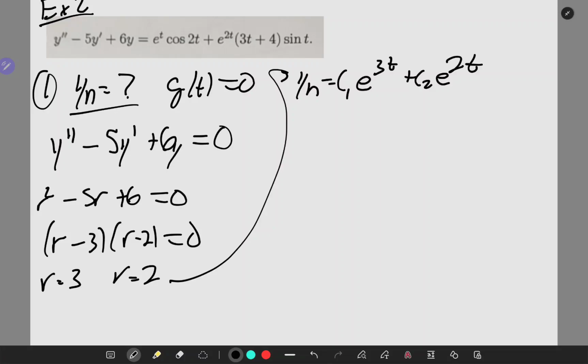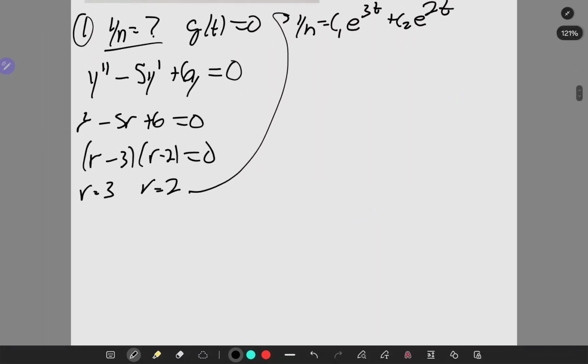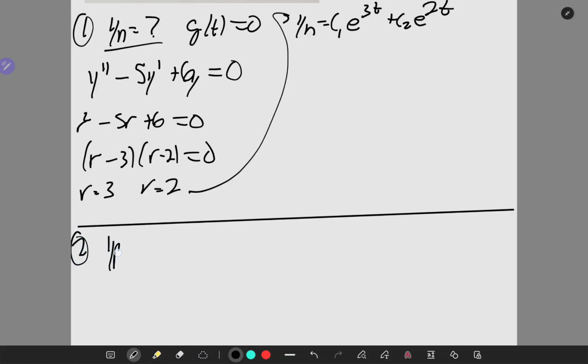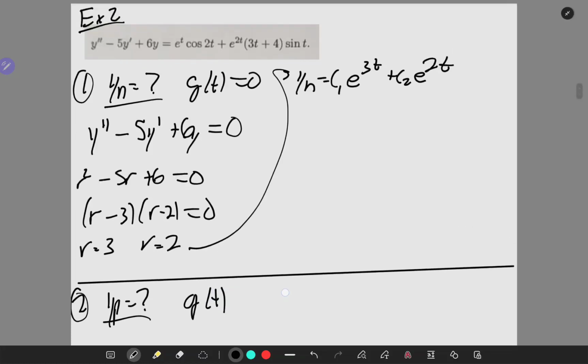Where was I? Let me check this one. C1 e to the 2t and 3t. Yep. Okay, now let's look at the particular solution. Step 2. Y sub p is equal to what? And our g of t, that's given.